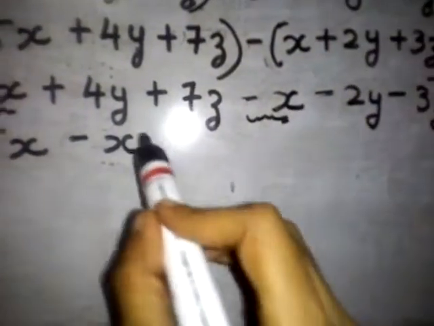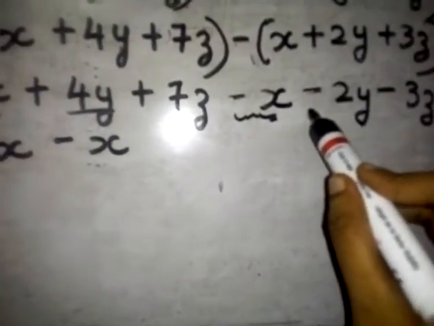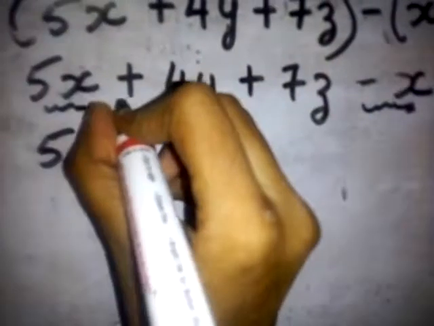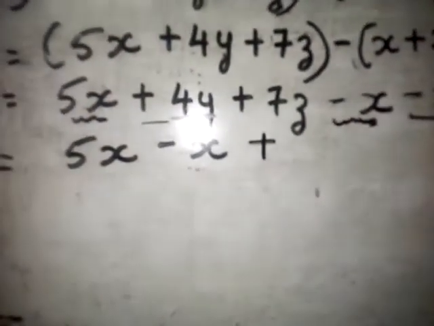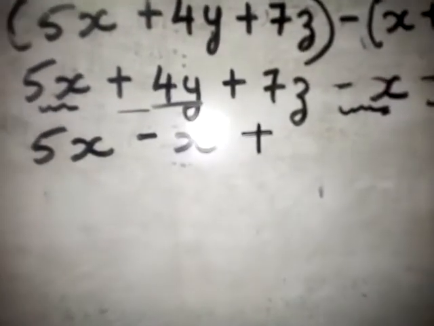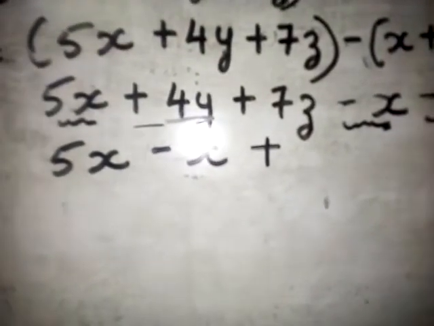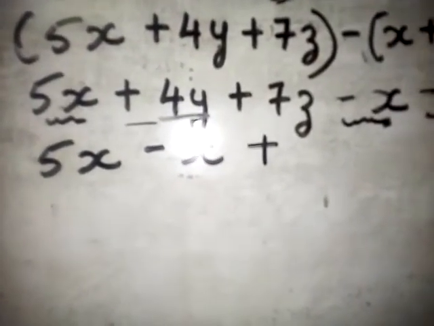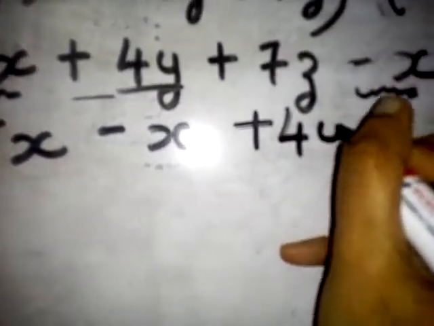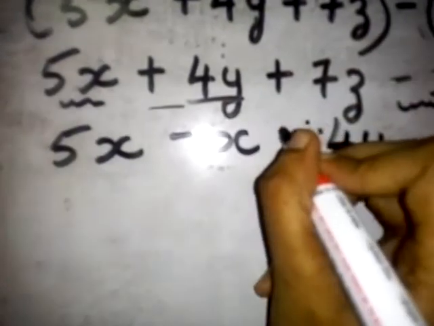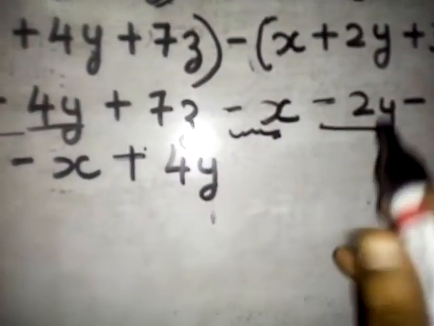4y, before 2 which sign is there? See, plus 4y. You have to check the sign before, when you are writing like terms together. Before writing the like terms together, you have to check which sign is there before the number. Plus 4y, minus 2y.